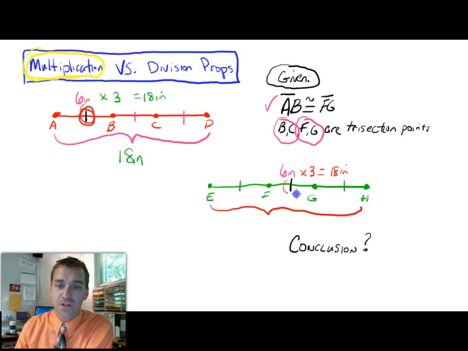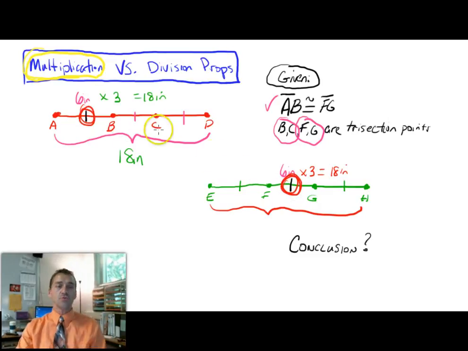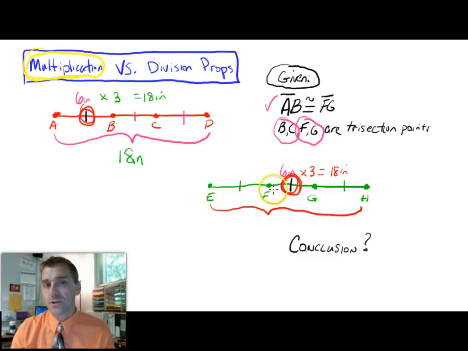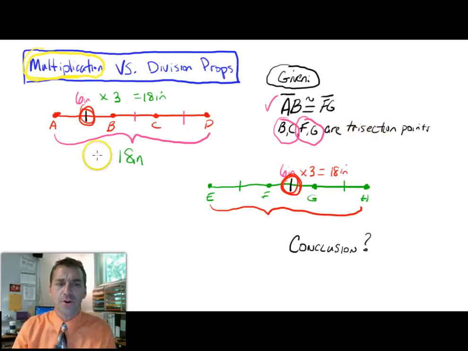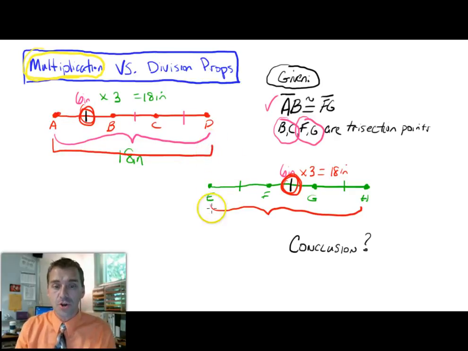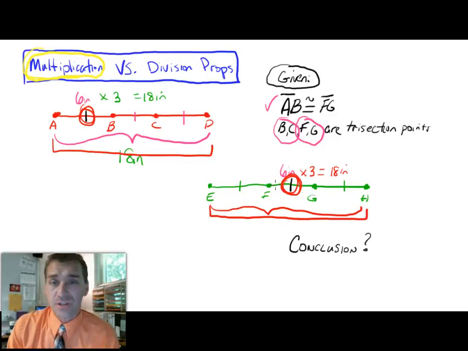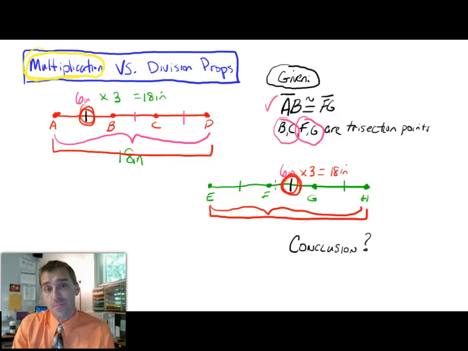What I've just shown you is that if you have two little segments, like AB and FG, congruent on two different parts of a diagram, and you have a multiplication happening where you're concluding something bigger, it works. I started with this little guy AB, but I'm concluding the whole thing from A down to D is congruent to the whole thing from E all the way down to H, starting with something smaller. I know the trisection means 3 equal parts. Anytime that happens, you can use the multiplication property to make it work. If I have two segments that are congruent, then their multiples are congruent.